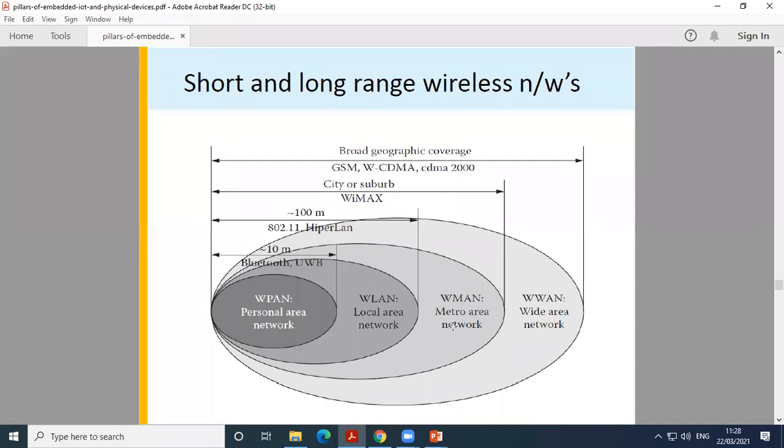That means we are using CDMA or cellular networks, or the satellite communication we have seen.